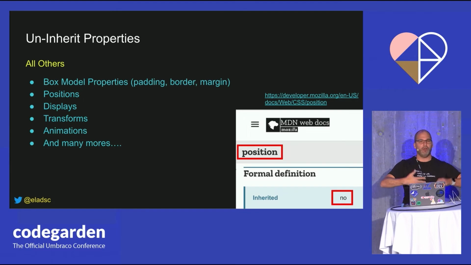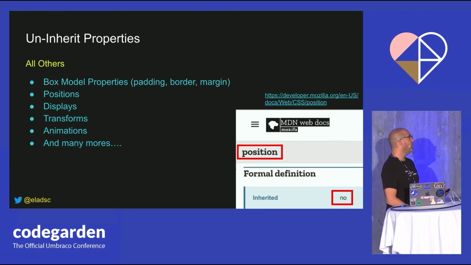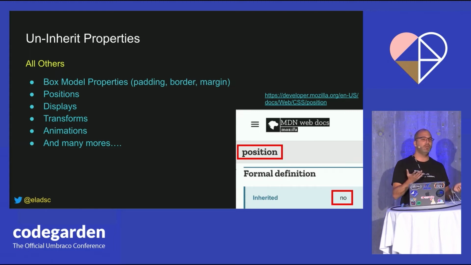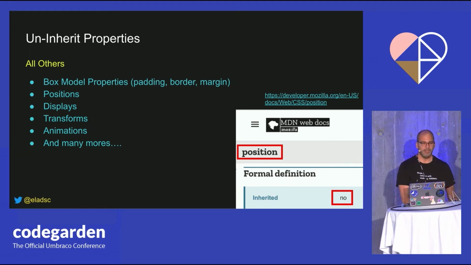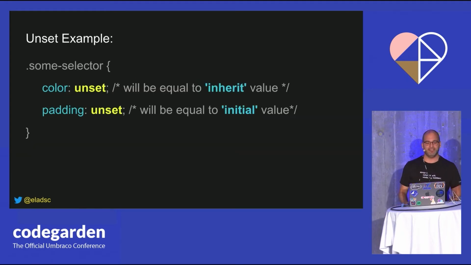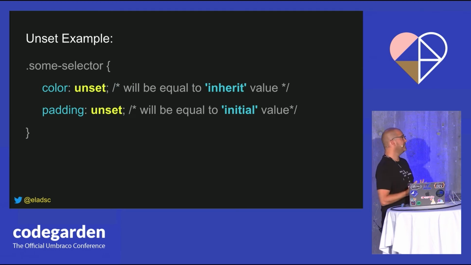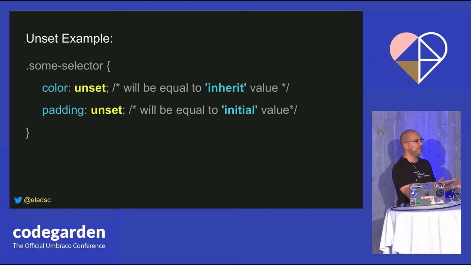In this group, we have all the other properties in CSS. All the box model properties like padding, border, margin, CSS position, display, like flexbox and grid, transform, animation, and many, many more. If you want to be sure that a property is not inherited by default, you can search on MDN under the category of inherited, and you can see the value of no. And this brings us back to the unset value and how it behaves. The unset value, if you are putting it on a property like the typography property of color of text, this property is inherited by default.